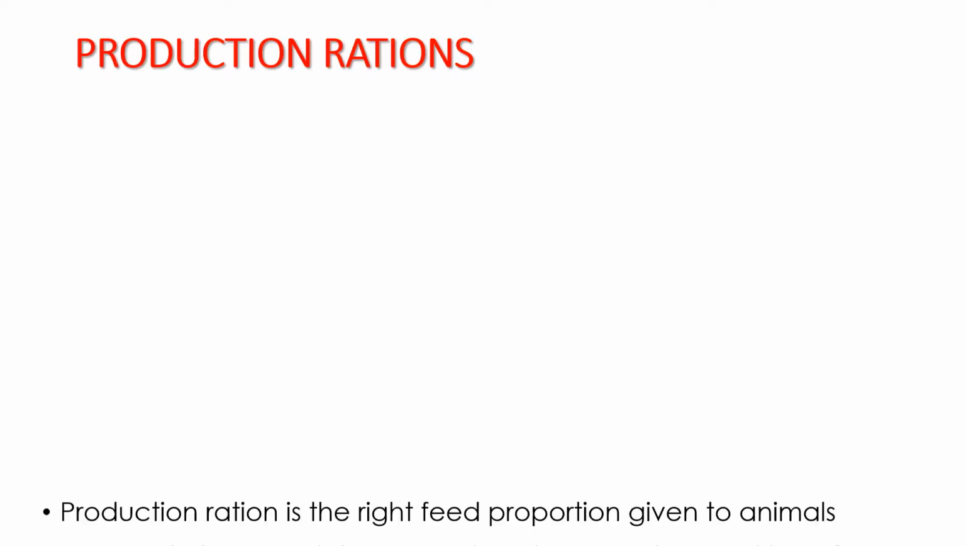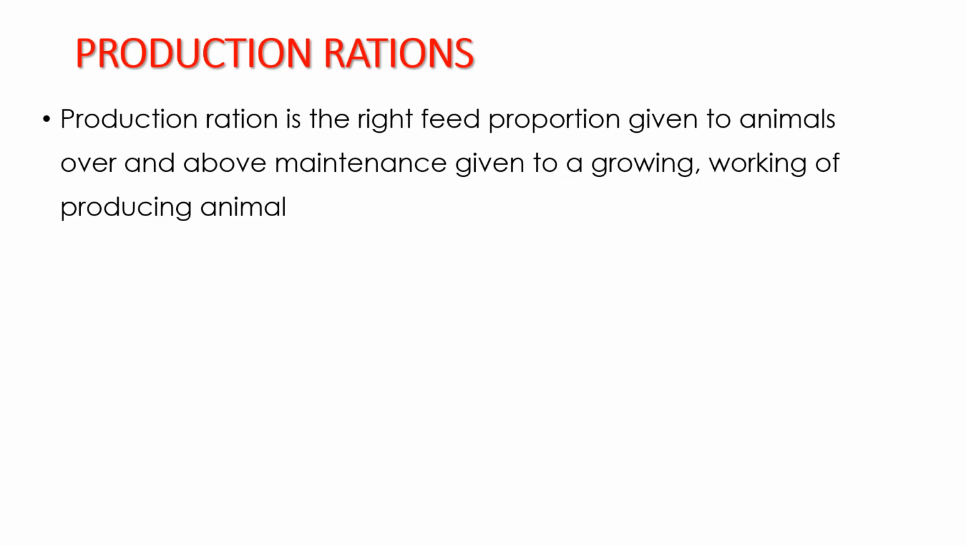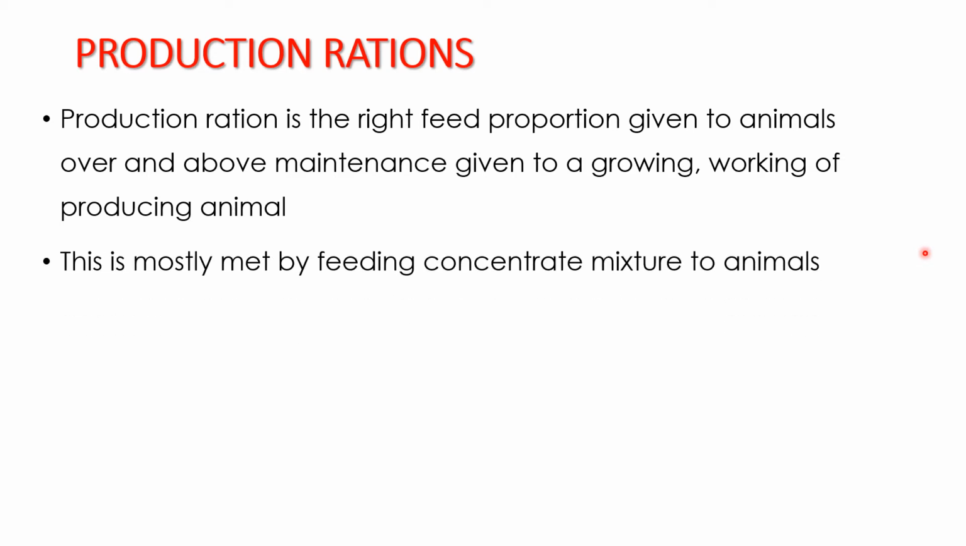Then we have production rations. Production ration is the right feed proportion given to animals over and above maintenance, given to a growing, working, and producing animal. So it is mostly met by feeding concentrate mixture to animals.